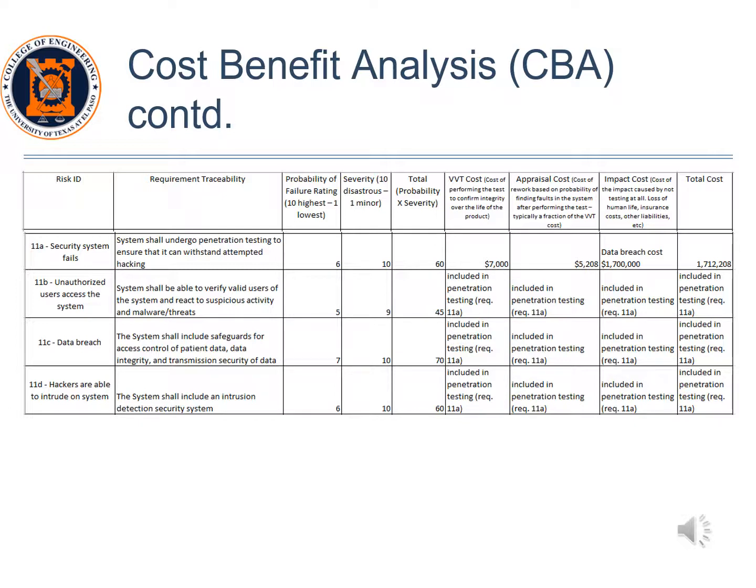However, the impact cost is much higher because the repercussions for a data breach are very drastic, including any lawsuits, for example. In conclusion, the risks are very great if the security in the system fails. For a full look at the cost-benefit analysis, refer to Appendix A of the IVVT plan.